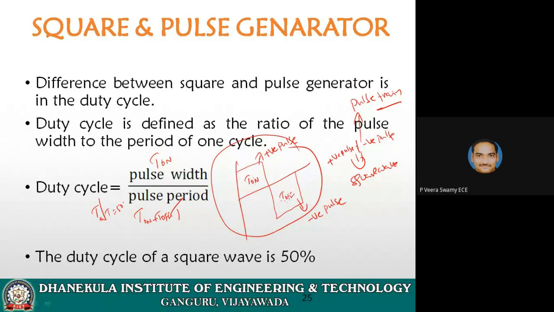If it is 50%, that is nothing but a square wave. See here, the duty cycle of a square wave is 50%. If it is not equal to 50%, it's a pulse. Please note down these points.